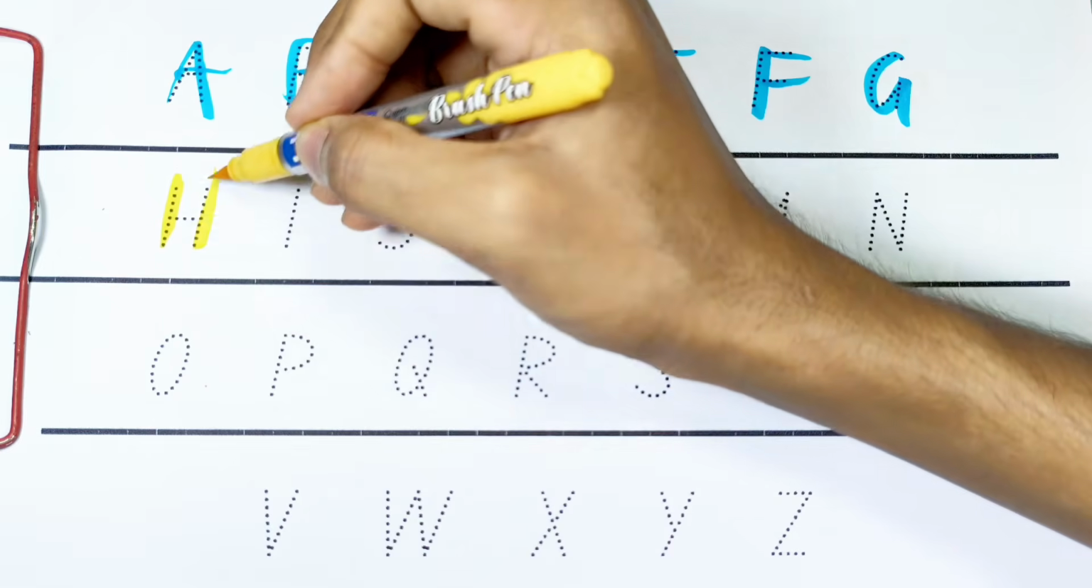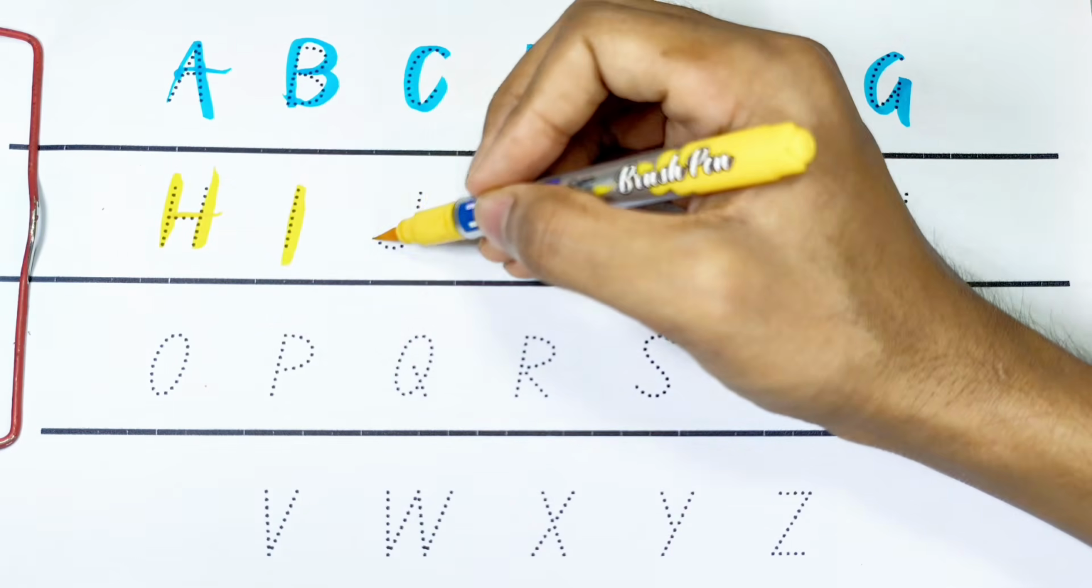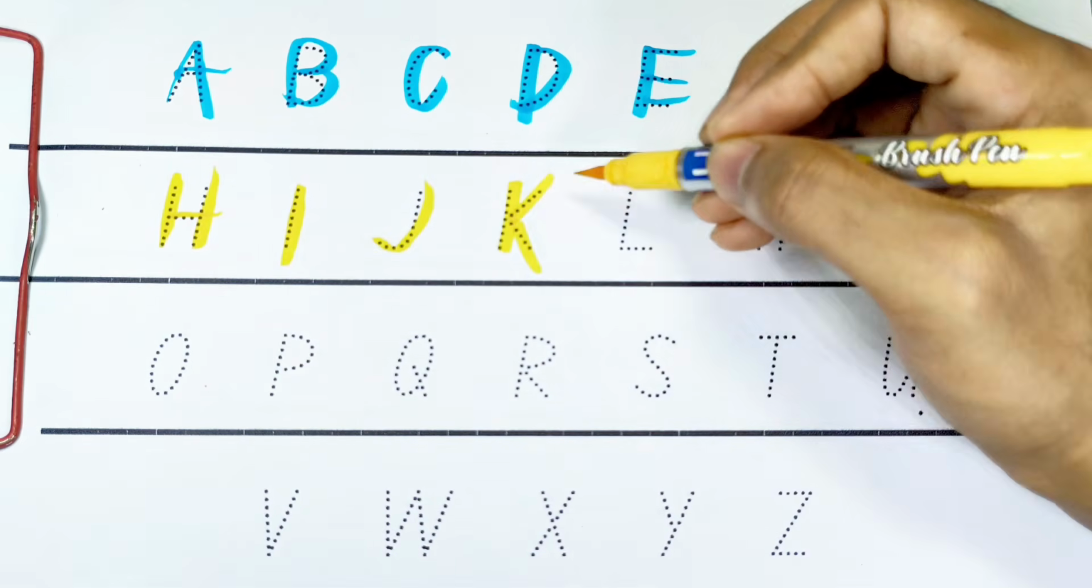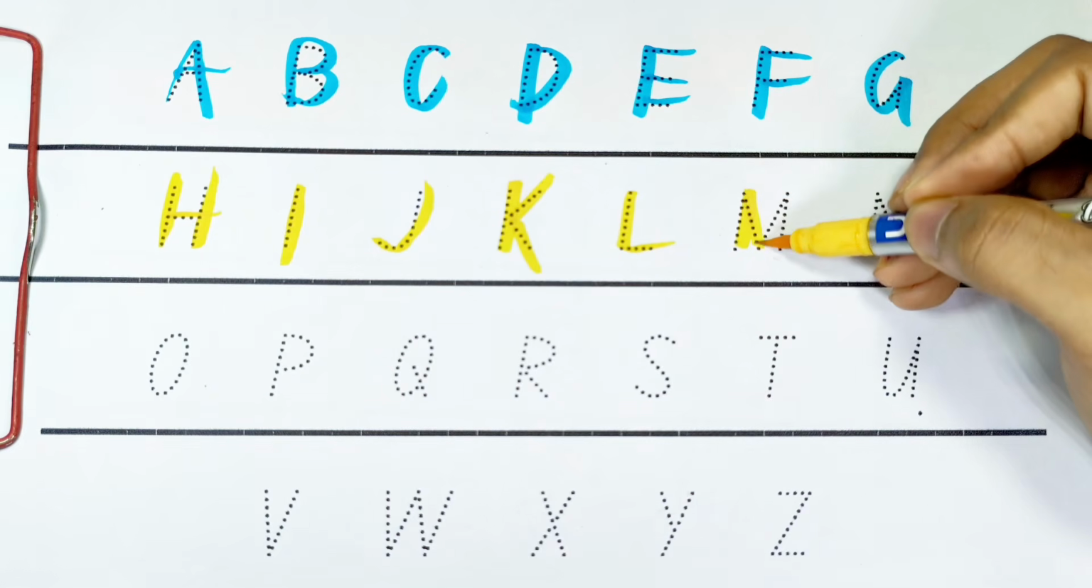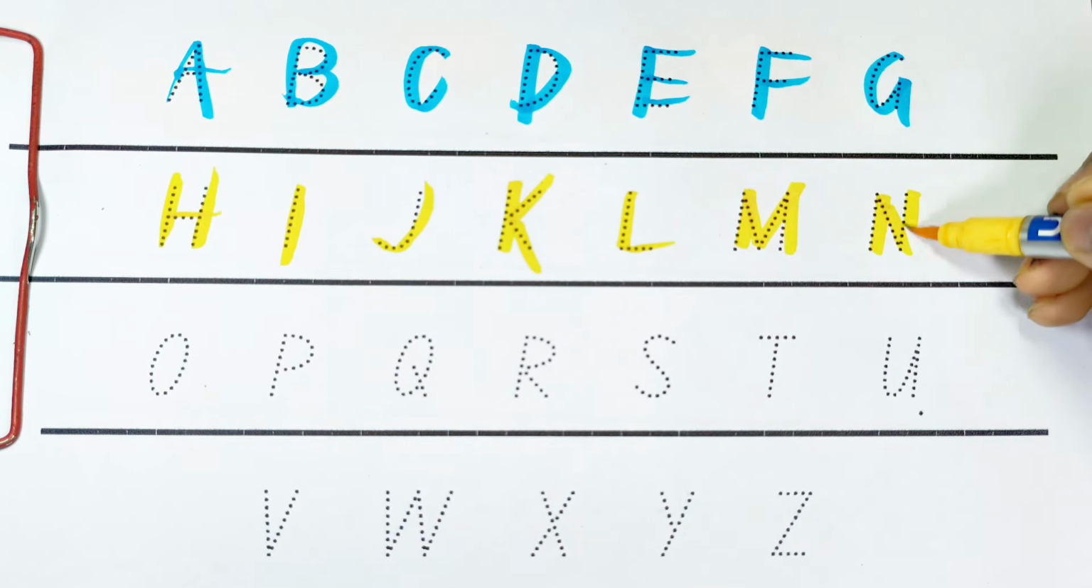Now we're writing the alphabet H. Sing with me. I, J, K, L. L for lion, L for lemon. M for moon, M for mango. N for nose, N for nest. The next one is O.